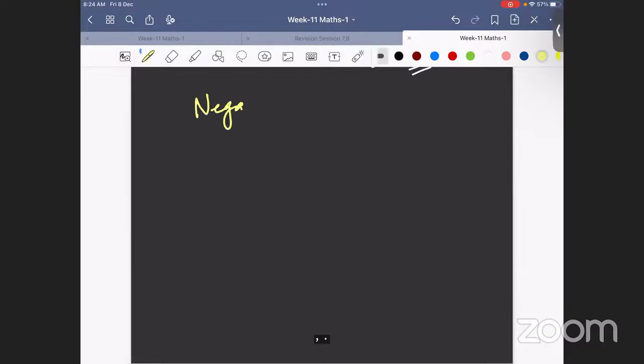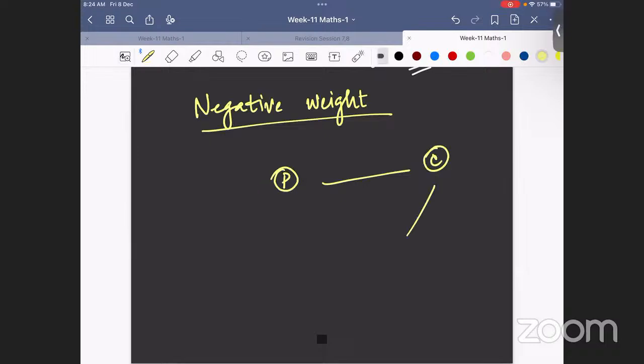So first thing is negative weight. It can be something like from P to C to X. There can be a negative value, right? Can be something like 20, 10, and then -5. So this is a negative weight. So you have a negative weight in this graph.